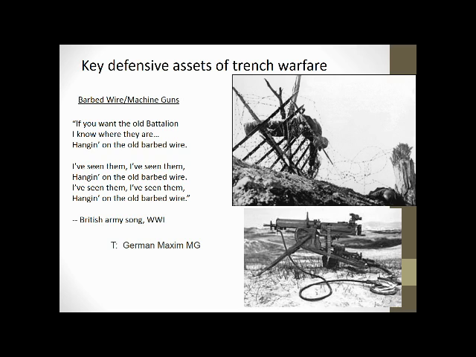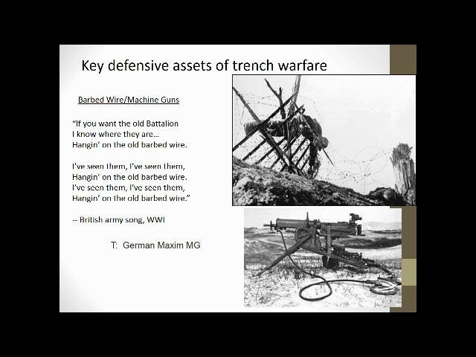depicted in this British Army song from World War I. If you want the old battalion, I know where they are, hanging on the old barbed wire. I've seen them hanging on the old barbed wire.